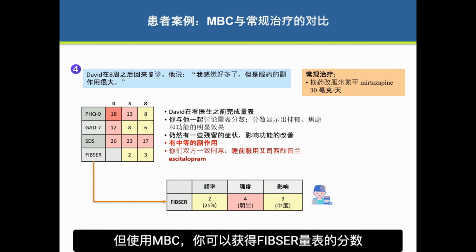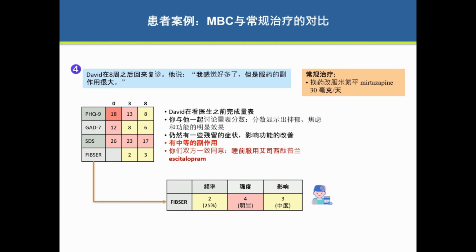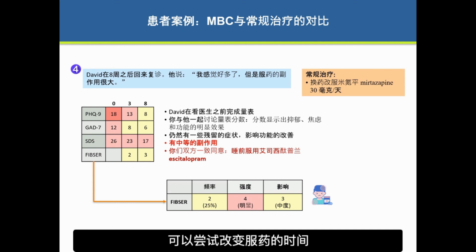But using measurement-based care, you have access to the FIBSR side effect rating scale, and you see by looking at the scale that, yes, he does have marked intensity of side effects, but they only occur about 25% of the time during the day, and they only have moderate impairment in his functioning. And so because of that, you decide with him that it's worthwhile to try switching the timing of dosing to take the escitalopram at night so that any side effects that he experiences may be while he's asleep and won't interfere so much with his functioning during the day.